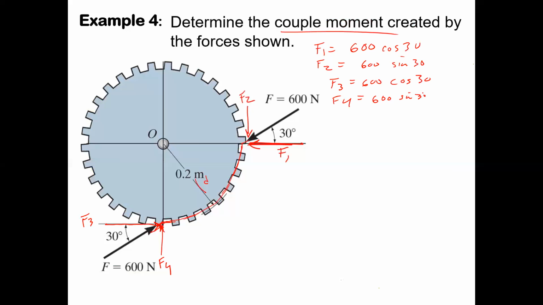Right, it's a couple, so it doesn't matter where you decide to do the moments about. You could do the moments about point O, you could do the moments about point A, we'll call point A where this 0.2 meter hits the y-axis, or point B right here. You can pick either of those places. One of them's going to be easier than the other, but you'll get the same answer in the end anyway, right? So the moment about point O is going to equal what? Well, what's the moment arm for F1 about point O?